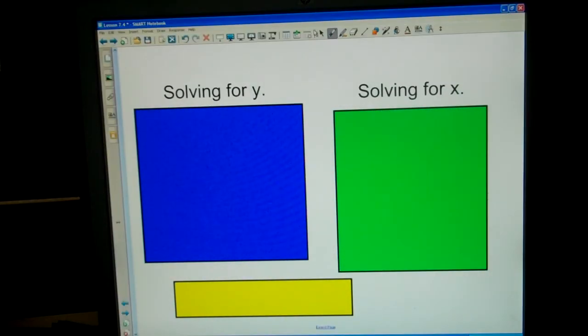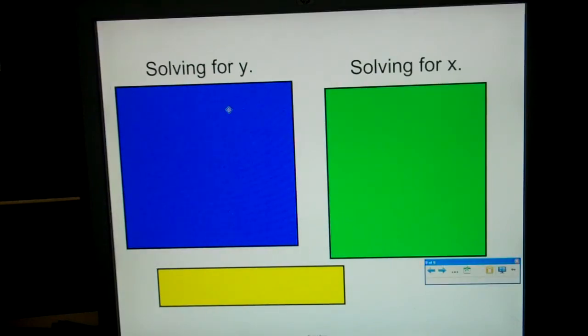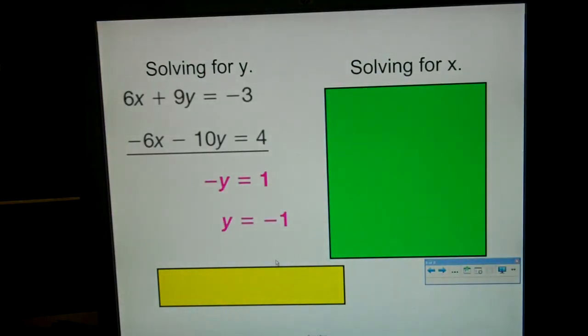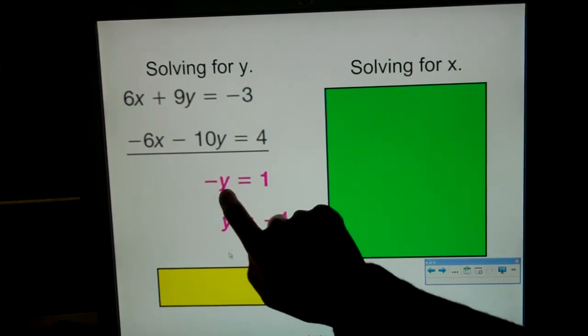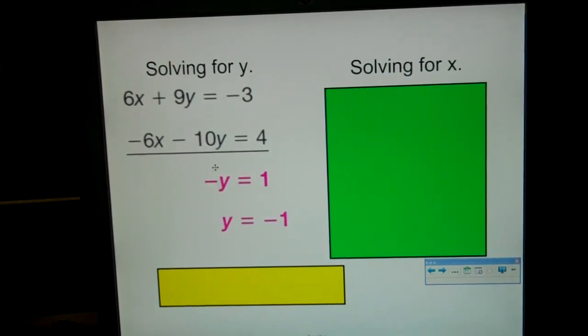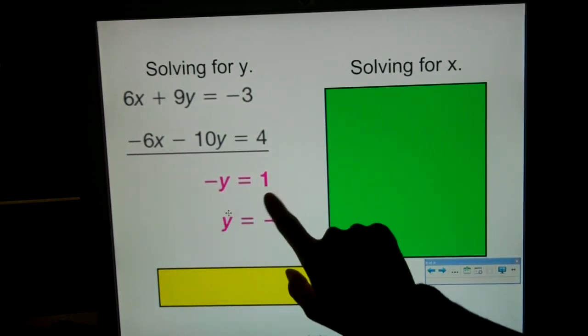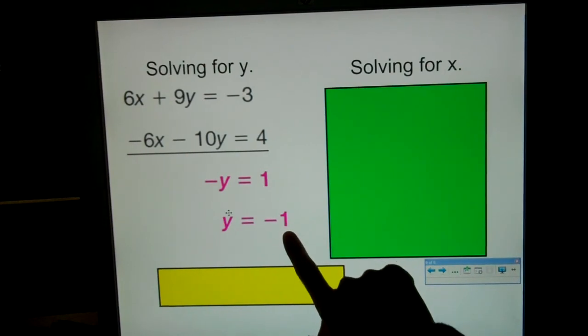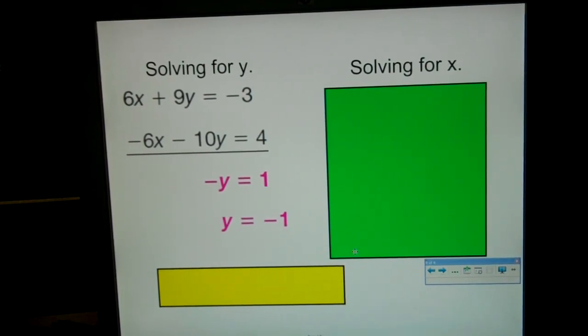Here we go. You solve for y. It should look like that. Negative y equals 1. You have to divide by negative 1. This is a negative y. And remember, there's an imaginary 1 out there. You have to divide by negative 1 on both sides. That's how they get y is equal to negative 1. Solve for x. Well, I know y, so now I can just pick either one of these equations and plug in.